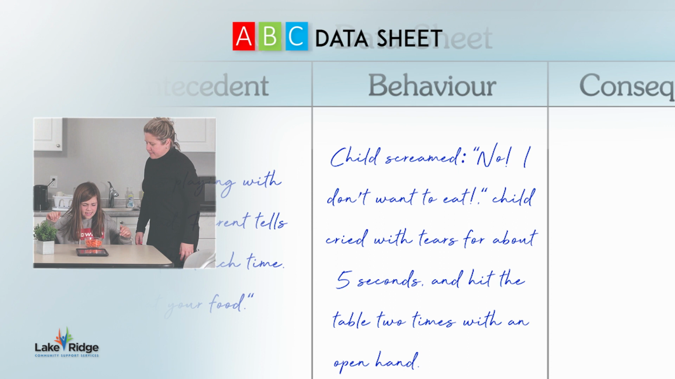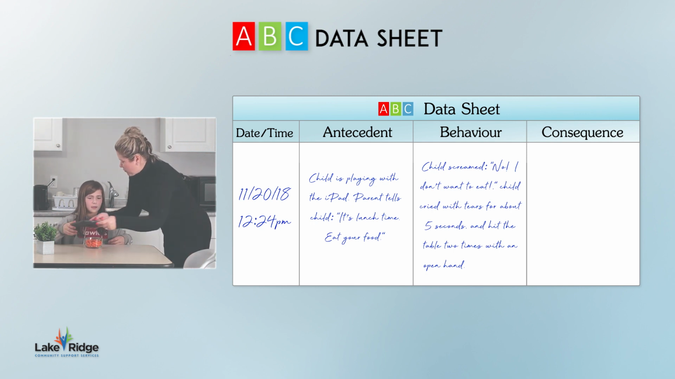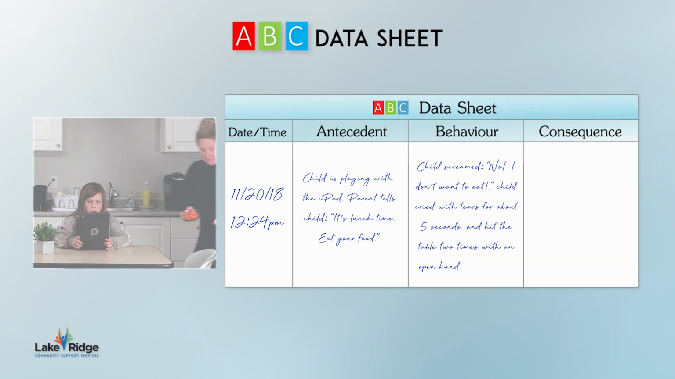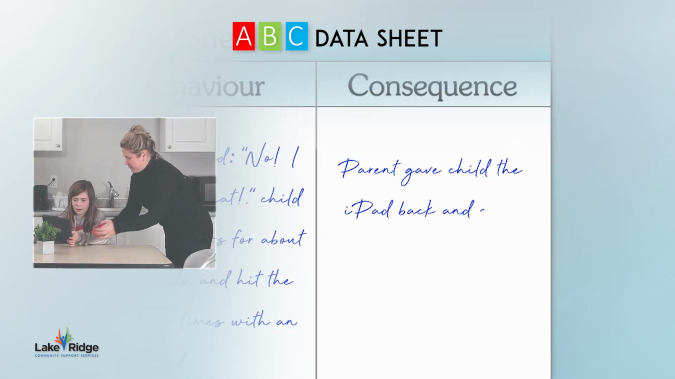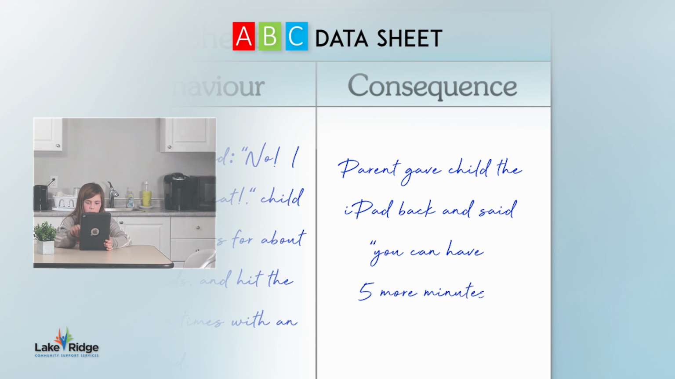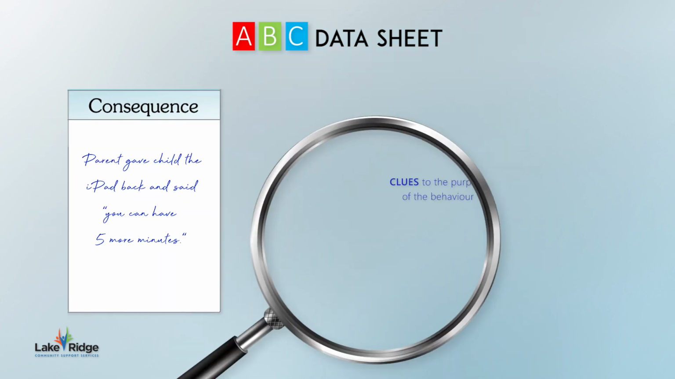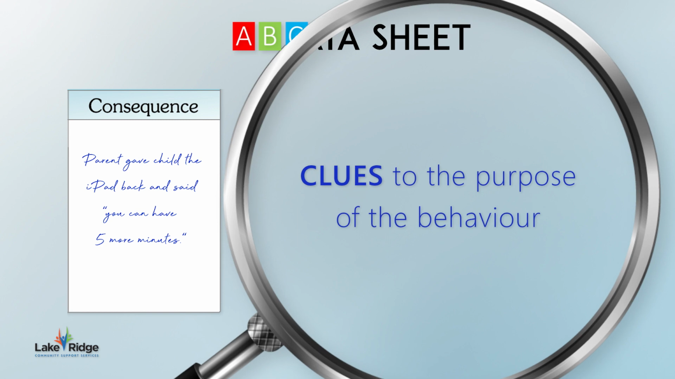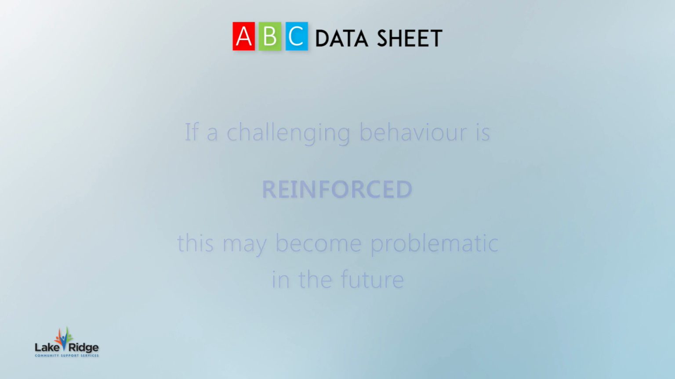You want to be as specific as possible when noting the behavior, as this will make it easier to track. This is the consequence. It immediately followed the behavior. Here we can say, parent gave child the iPad back and said, you can have 5 more minutes. The consequence is very important because it can give us clues to what the purpose of the behavior could be. If a challenging behavior was reinforced, this may become problematic in the future.